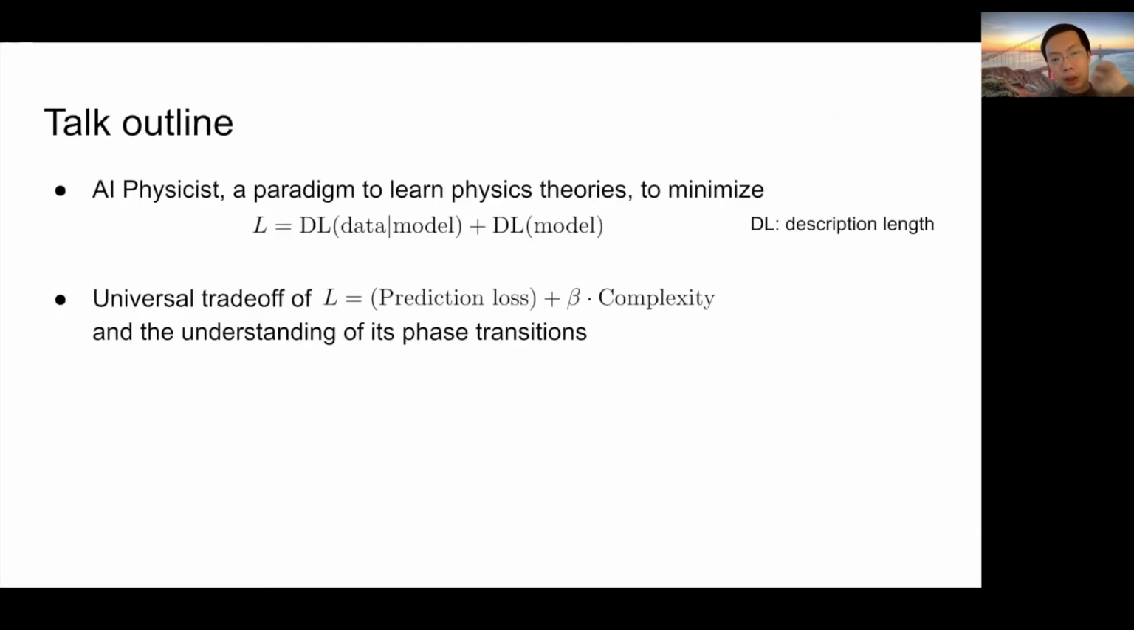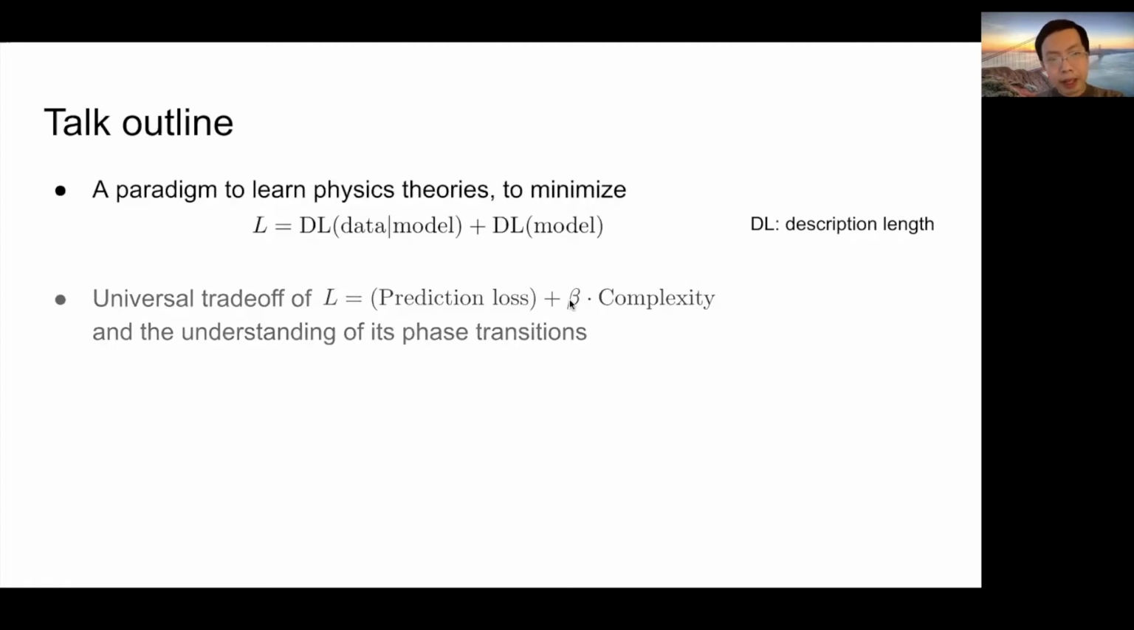So today my talk will consist of two parts. In the first part, I'm going to introduce our work with Max Tegmark about a paradigm to learn physics theories and to minimize these objectives of the description length of the data given the model, as well as the description length of the model. And in the second part, I'm going to introduce our study of the trade-off between these two terms, as well as some theoretical study about its phase transitions when we tune the beta of these two terms.